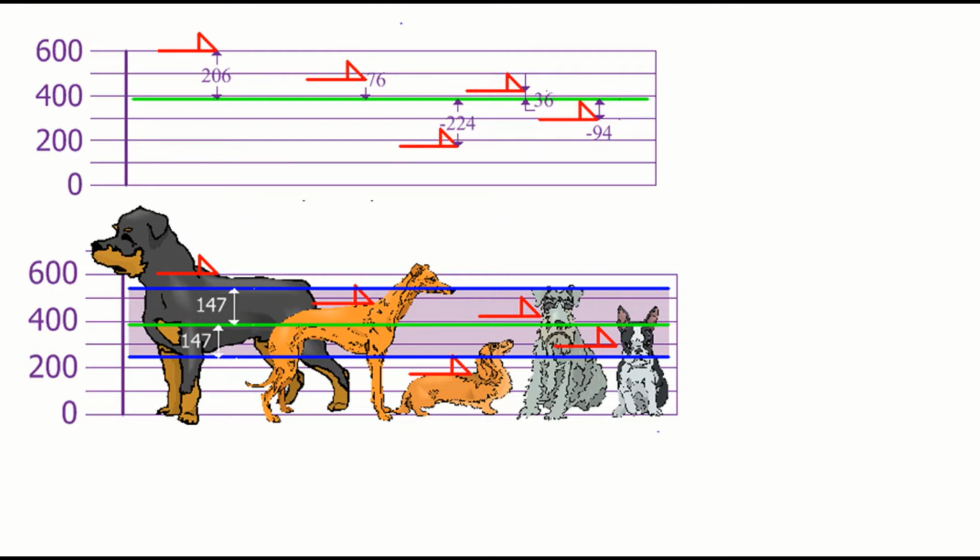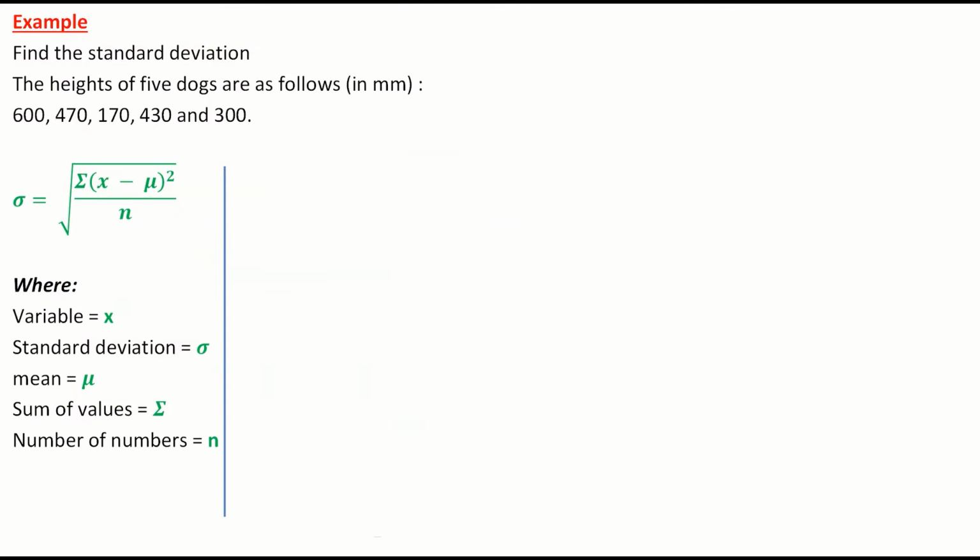Now we look at the empirical rule, which looks at 1 standard deviation, 2 standard deviations, and 3 standard deviations. We have a separate video which looks at the empirical rule. So here's our example. Find the standard deviation of these 5 numbers. These 5 numbers are representing the heights of our 5 dogs.